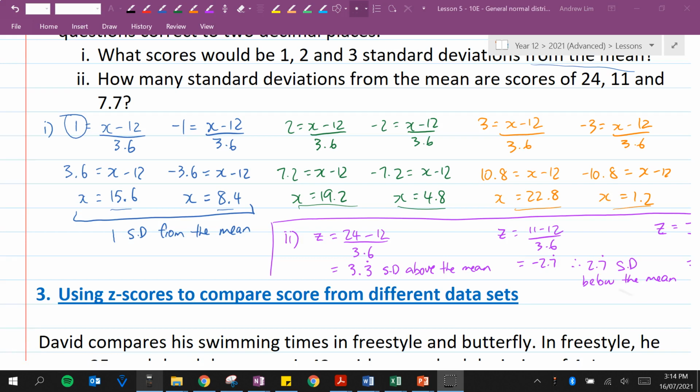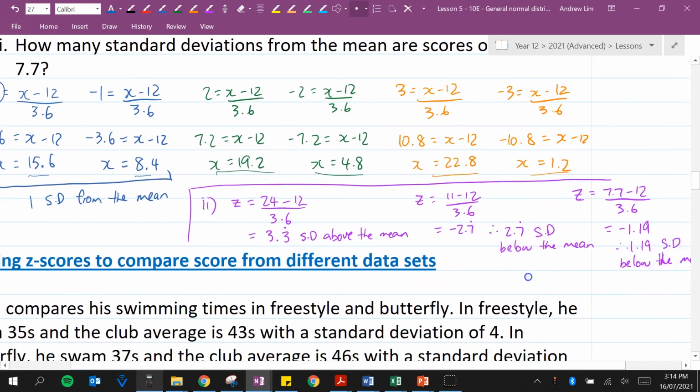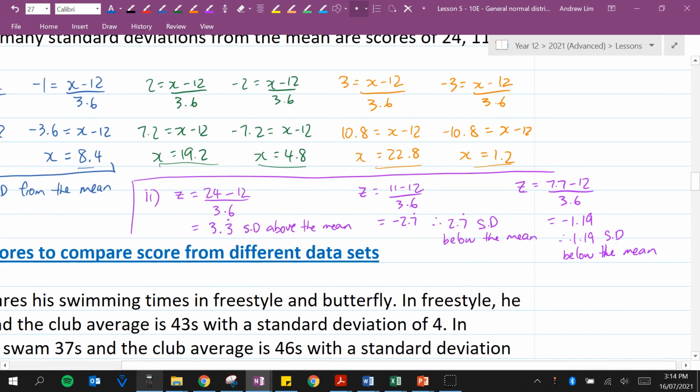Okay, here are my answers. So we have a score of 24 is 3.3 repeated standard deviations above the mean. A score of 11 is actually a z-score of -2.7. So that means 11 is actually 2.7 repeated standard deviations below the mean. And an actual score of 7.7 gives a z-score of -1.19. So an actual score of 7.7 is actually 1.19 standard deviations below the mean.